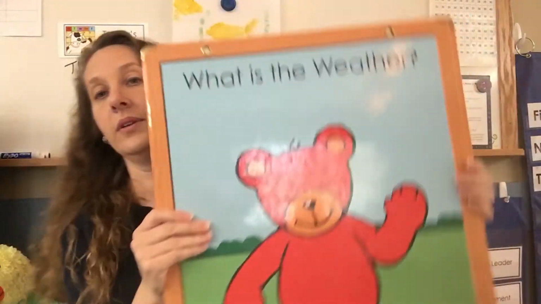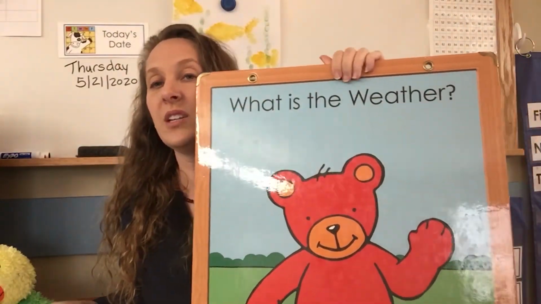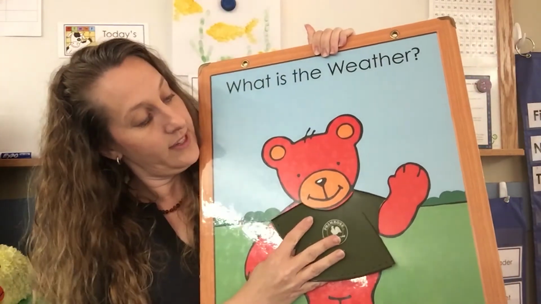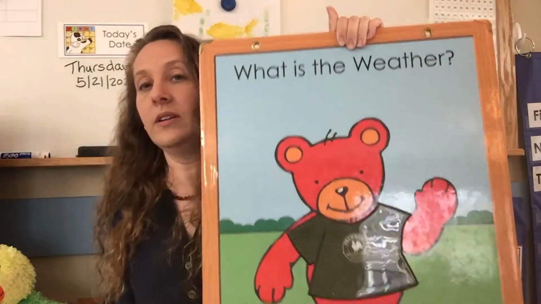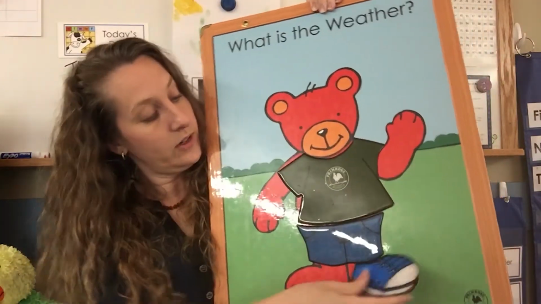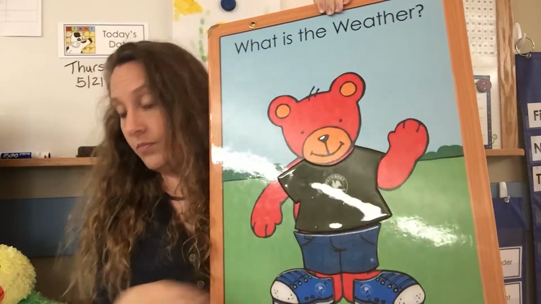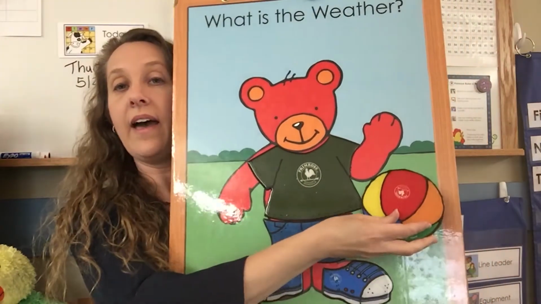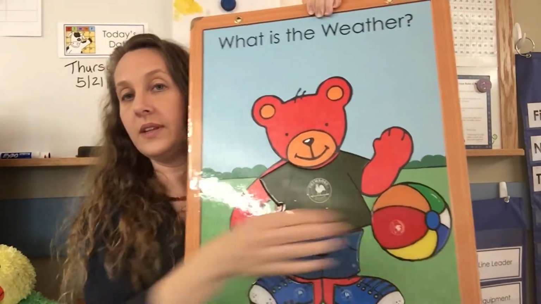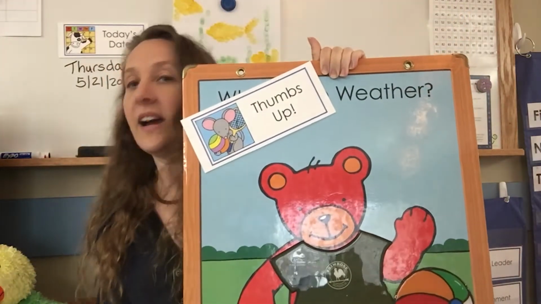Here we go. It's been cloudy the last couple of days, so today I'm just going to give him a t-shirt. If he gets too cold, he can put a sweatshirt on. And his pants. And today I'm just going to give him regular sneakers, because today Benjamin is going to go outside and play with the ball. He's going to get some outside, thumbs up exercise.